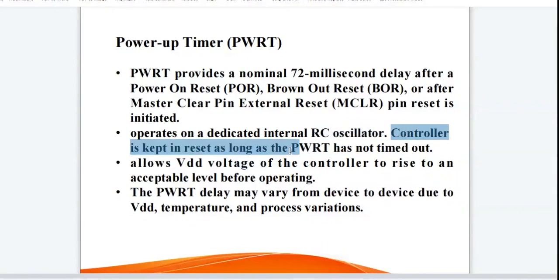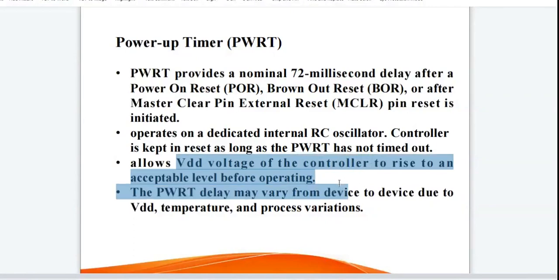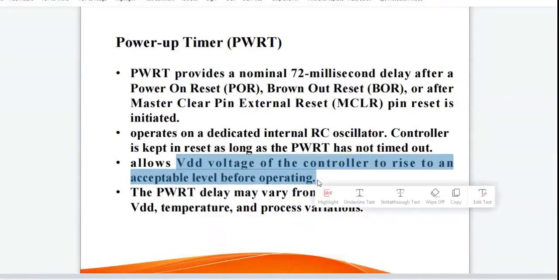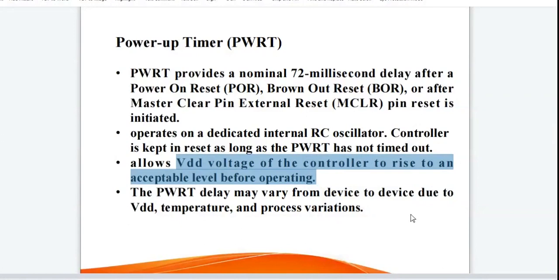Controller is kept in reset as long as the power-up timer has not timed out. It allows the VDD voltage of the controller to rise to an acceptable level before operating. The PWRT delay may vary from device to device due to VDD, temperature, and process variations.